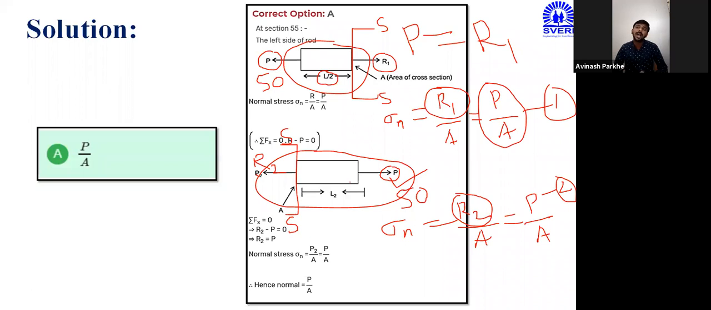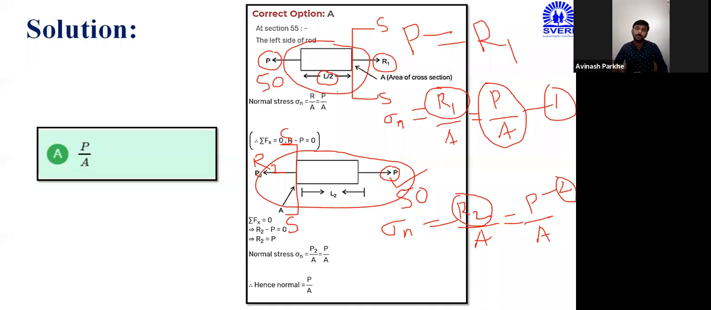We have taken R1, we have taken R2, but R1 is equal to R2. Therefore, sigma n is equal to P upon A, which is perpendicular to the cross-sectional area. So this is the actual solution. Why P upon A is applicable at the section? For that understanding, here I have given this particular explanation.